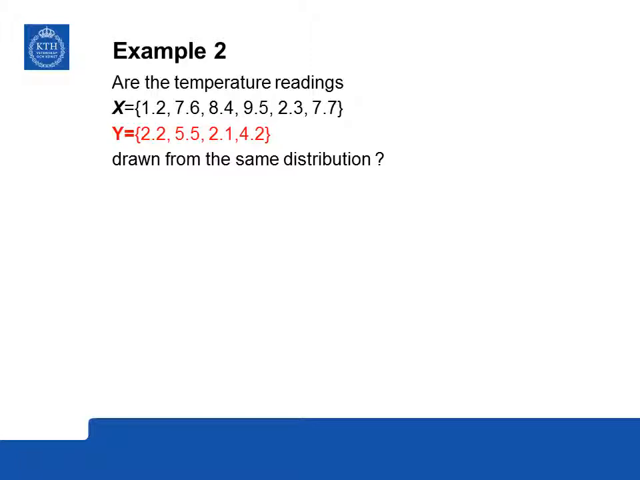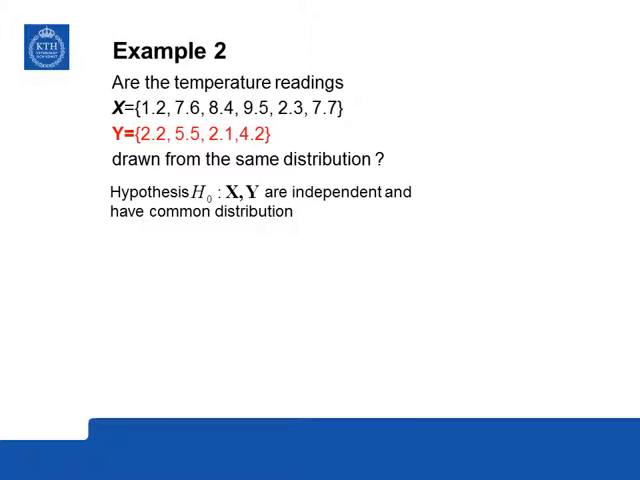So let's do a simple example to illustrate the Wilcoxon rank sum test. We have two temperature observation series, one with 7 observations, the x's, and one with 4 observations, the y's, marked in red here to simplify the recognition of the different values. And the question is, are they drawn from the same distribution? And as usual, we form our hypothesis H0: x and y are independent and have the same common distribution.